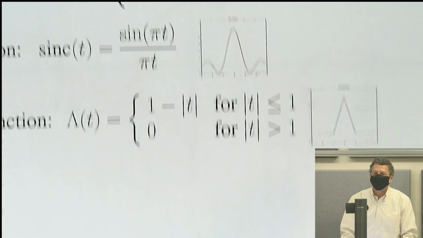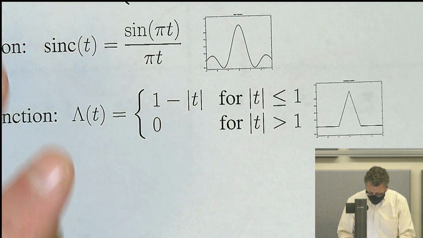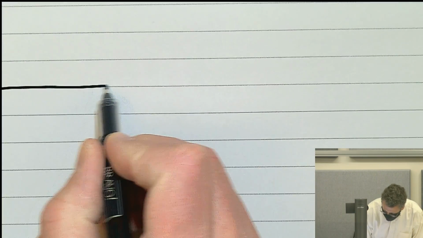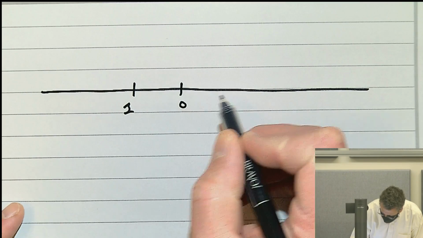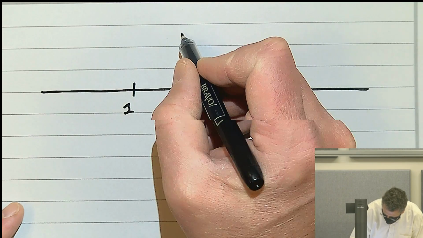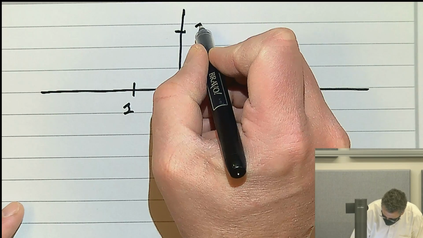And the thing about this lambda function is it also has area 1. So it's like this. It goes from minus 1 to 0 to 1, and this peak is 1.